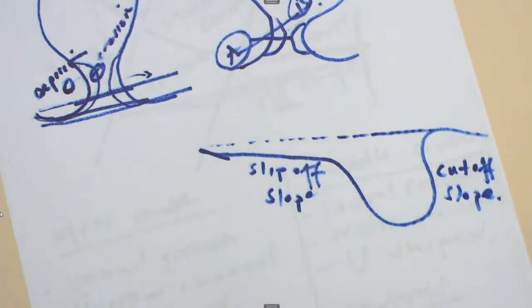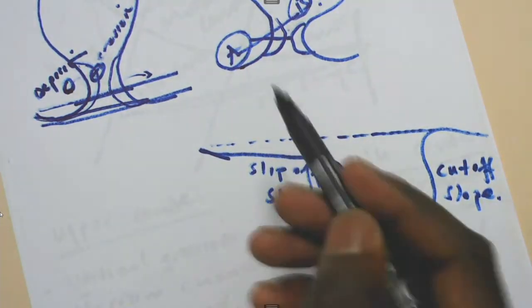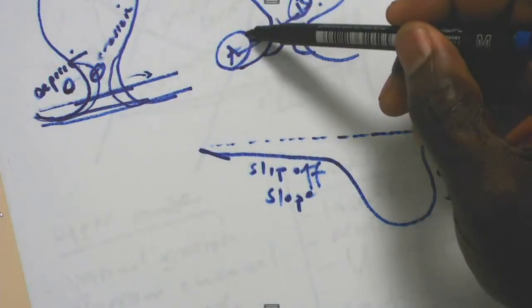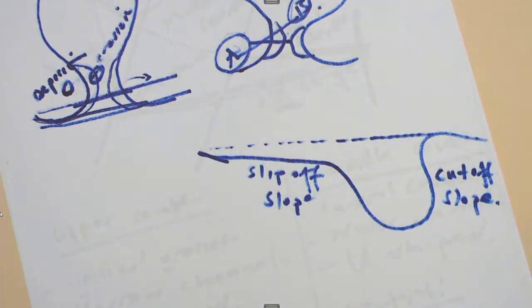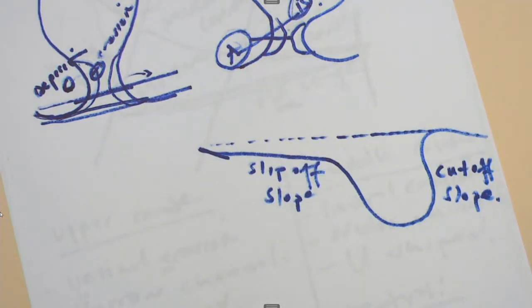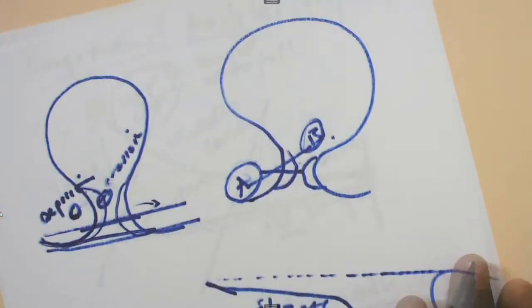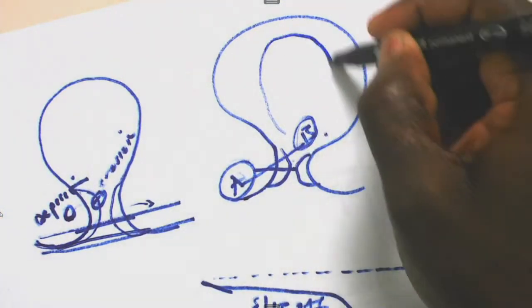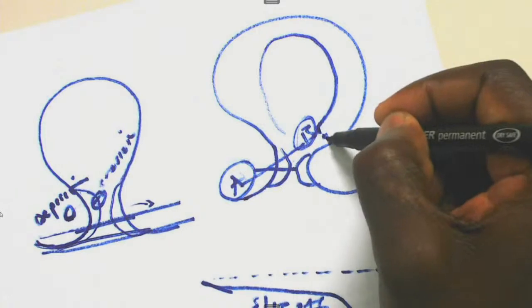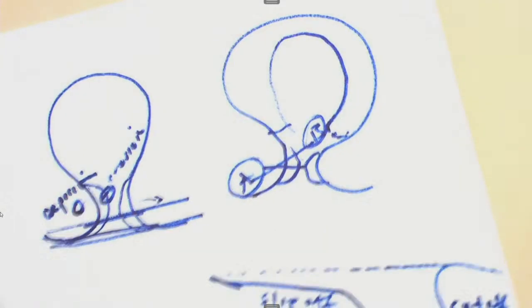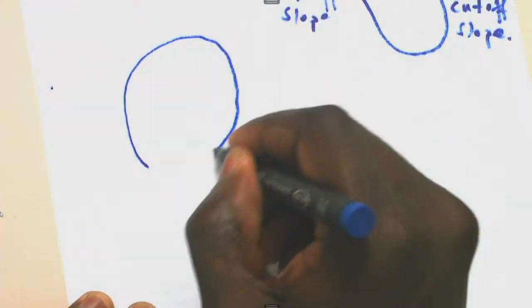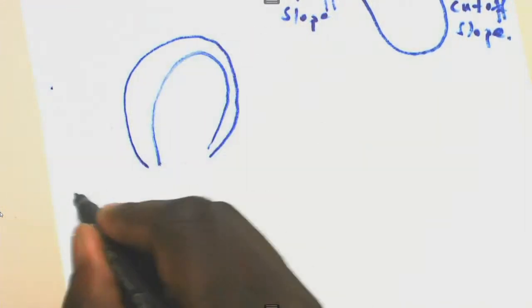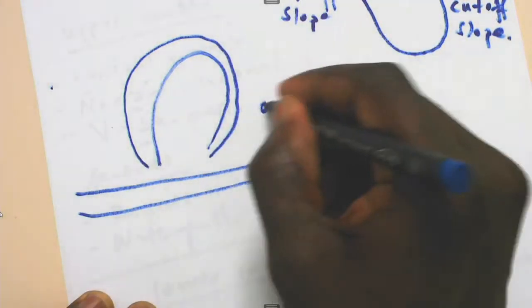Slip-off slope, cut-off slope. So if they say you must draw a cross-section from A to B over there, great choice. And then also, remember, we call it an Oxbow Lake only if this part over here has water. Let's draw it again over here. If it's like this and it has water, then that means it's an Oxbow Lake.